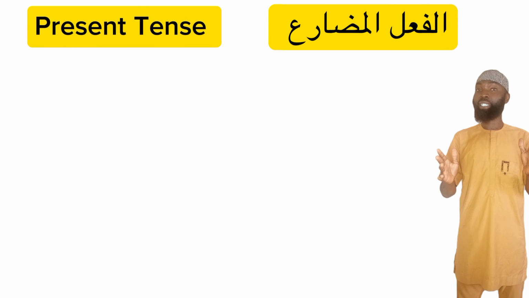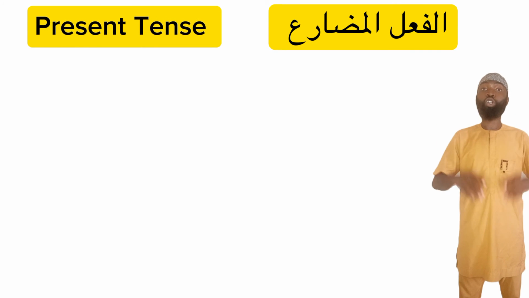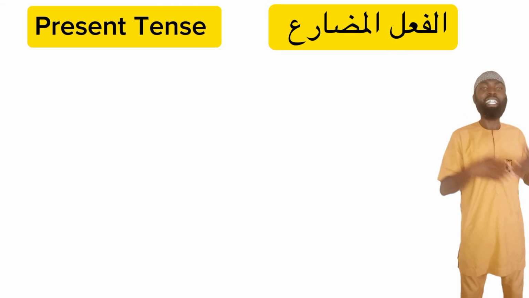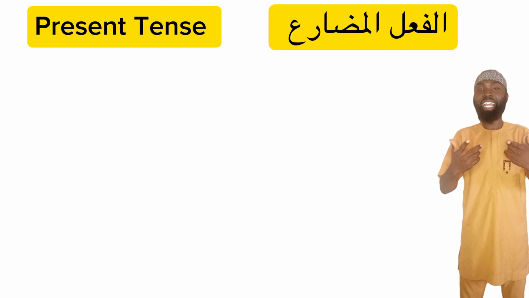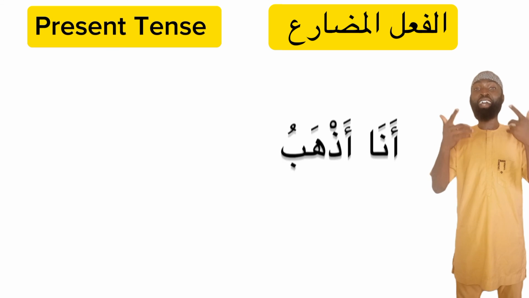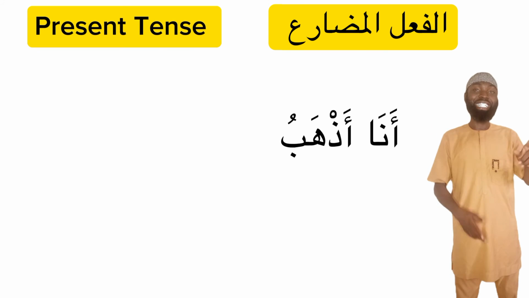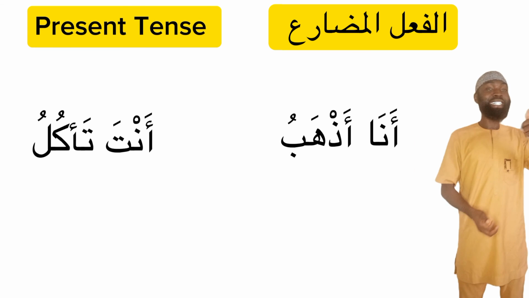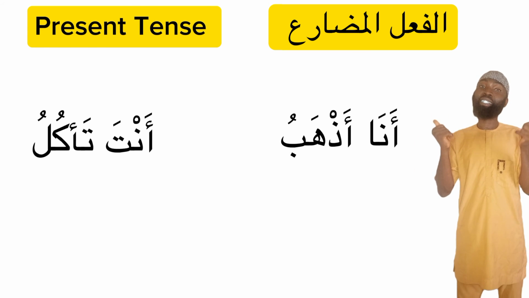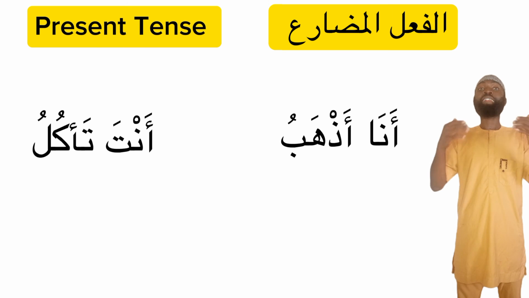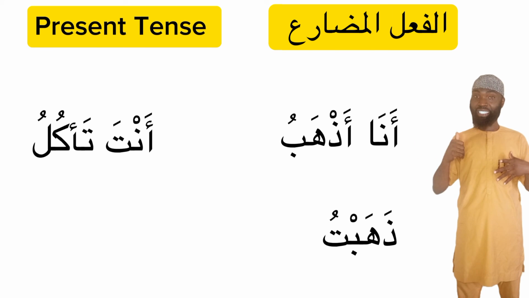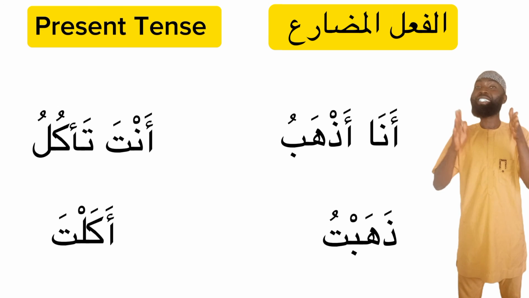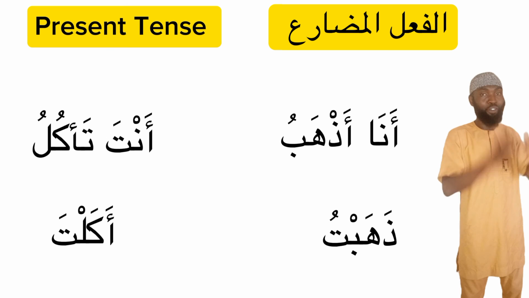Forming the Arabic present tense verbs is of utmost importance because when you speak the Arabic language, you want to say some things in the present form. Like when I want to say I am going, I will simply say ana adhabu. If I want to say you are eating, I will say anta ta'kulu. So you can see the words adhabu and ta'kulu are in the present tense form. Unlike when I say dhahabtu, as you have learned previously, I went, or akalta, you ate. You can see these two are in their past tense form.